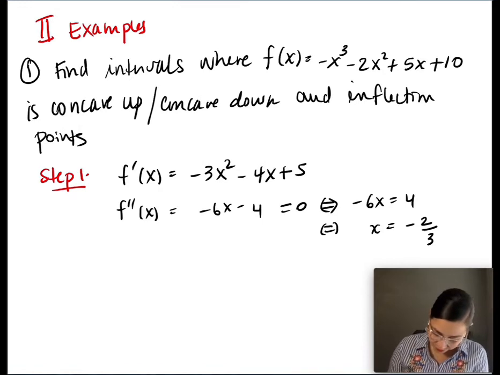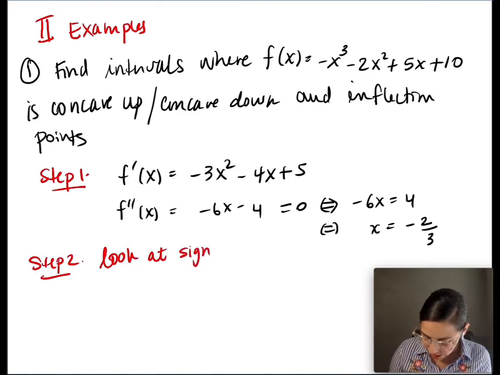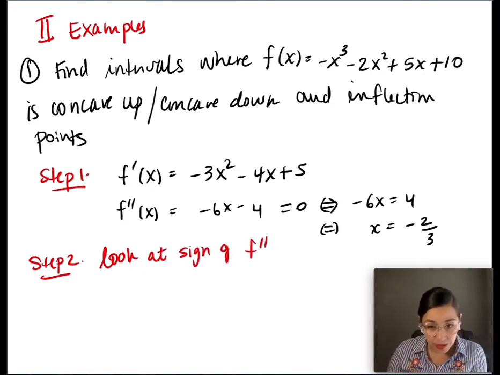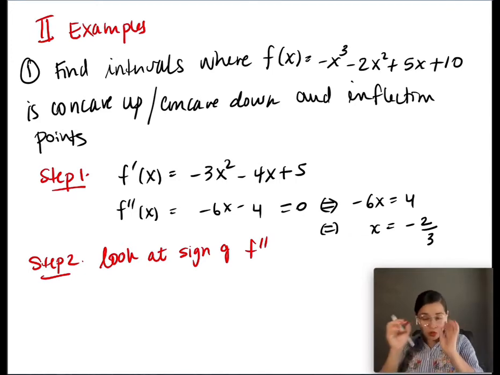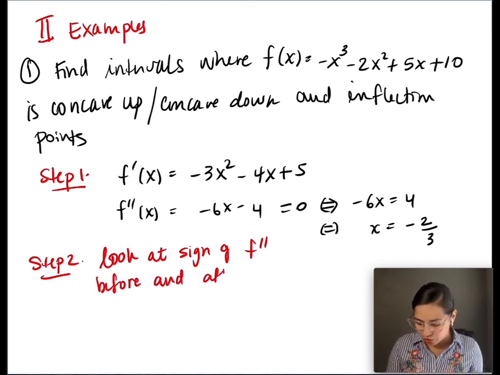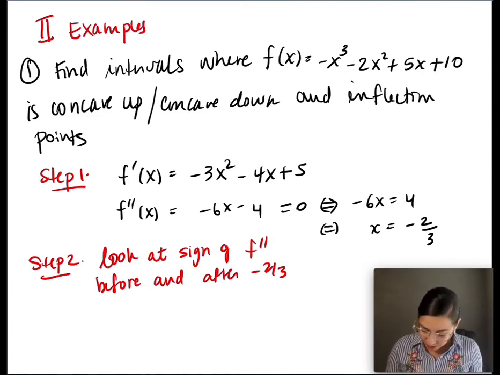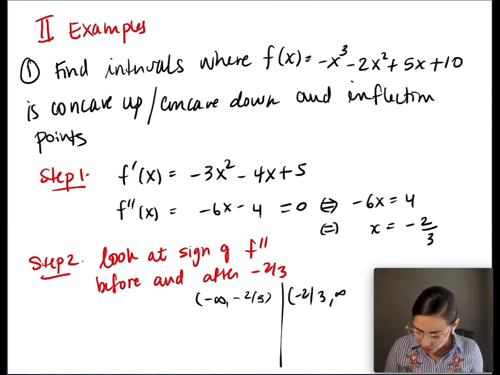So step 2. Look at the sign of f double prime in between those candidates for inflection points, and it is continuous. Again, in this case, we have a beautiful polynomial. So I'm going to look at the sign of f double prime before and after negative 2/3. In other words, I make my little table. So I go from negative infinity to negative 2/3, and then from negative 2/3 all the way to infinity.